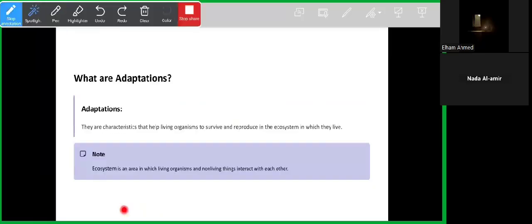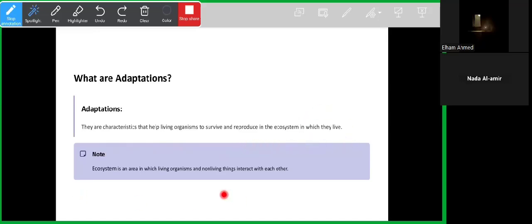What are adaptations? Adaptations are characteristics that help living organisms to survive and reproduce in the ecosystem in which they live. So, adaptation is not just about survival, it's also about reproduction.